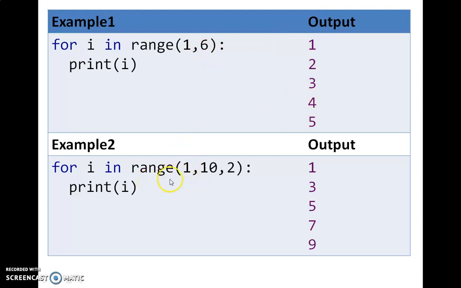Now look at this range function. Here I have given 3 parameters. 1 is the start value, 10 is the stop value, and 2 is the step value or increment value. So it starts with 1 and ends with 9 because 10 means stop minus 1, and the step value is 2, or jump by 2. So here I get the output 1, 3, 5, 7, 9. So we have discussed control structures today. Thank you.